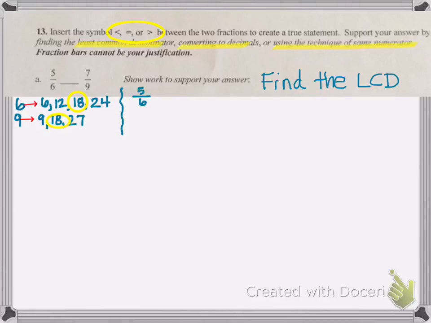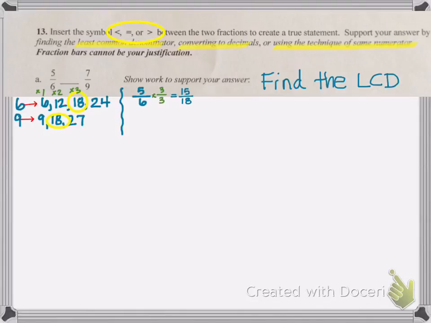So let's go back to our list of multiples. 6 times 1 gave me 6, times 2 gave me 12, and times 3 gave me 18. So that means I need to multiply the numerator and denominator of 5/6 by 3. So I'm going to multiply the fraction by 3 over 3, which gives me an equivalent fraction of 15/18.